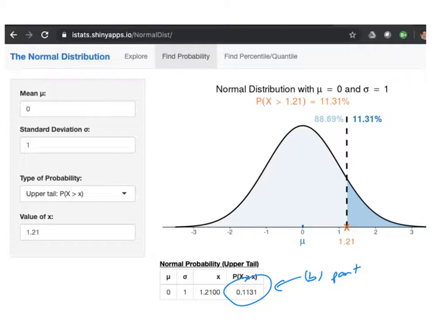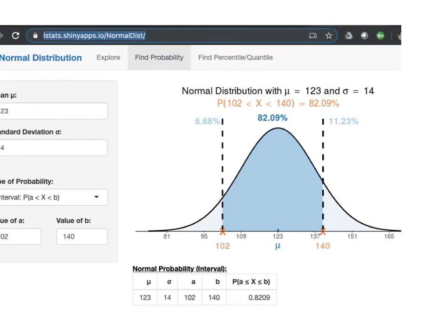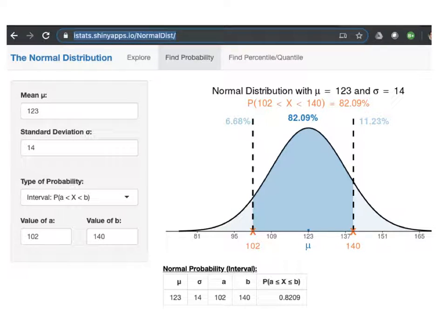because the applet allows you to set it up so that it shows you the shading between two numbers. And that's exactly what's being asked on part C of this question. So on part C, I've set the applet back to have a mean of 123 and a standard deviation of 14. So that's this guy with the center at 123 and each standard deviation is 14.